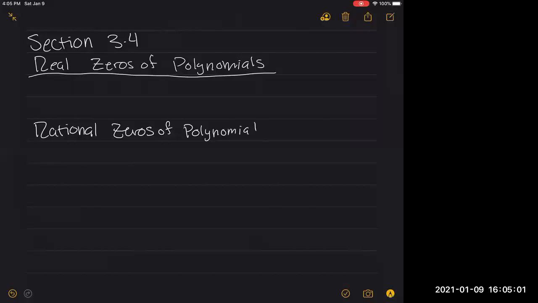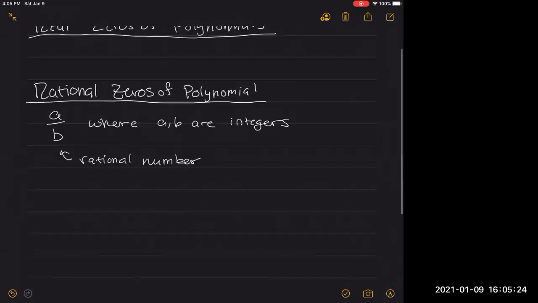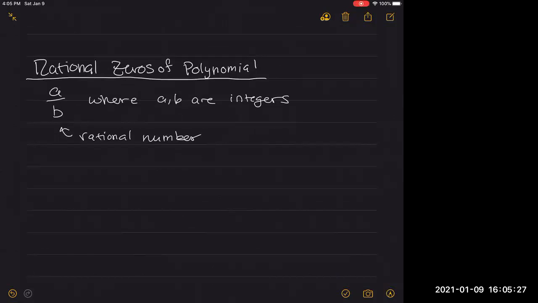All right, and so a rational zero, or just a rational number in general, is of the form a over b, where a and b are integers. So this is a rational number. All right, and so then there are two ways to write a polynomial with their zeros.